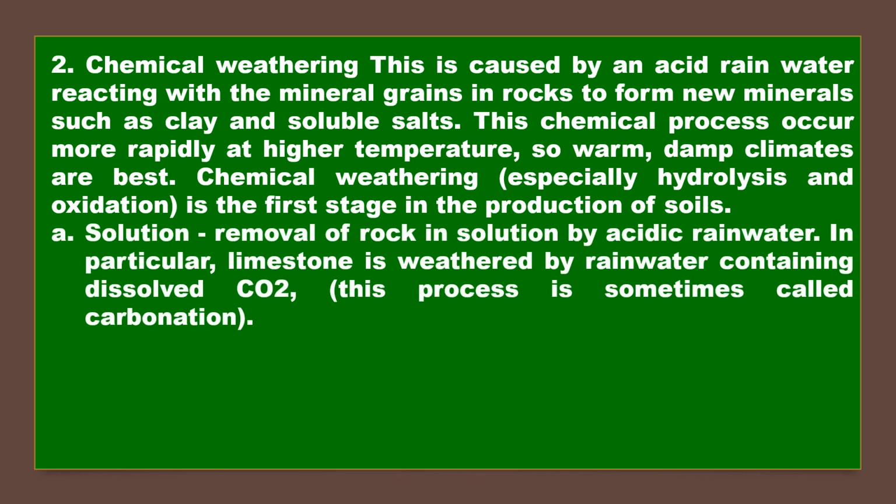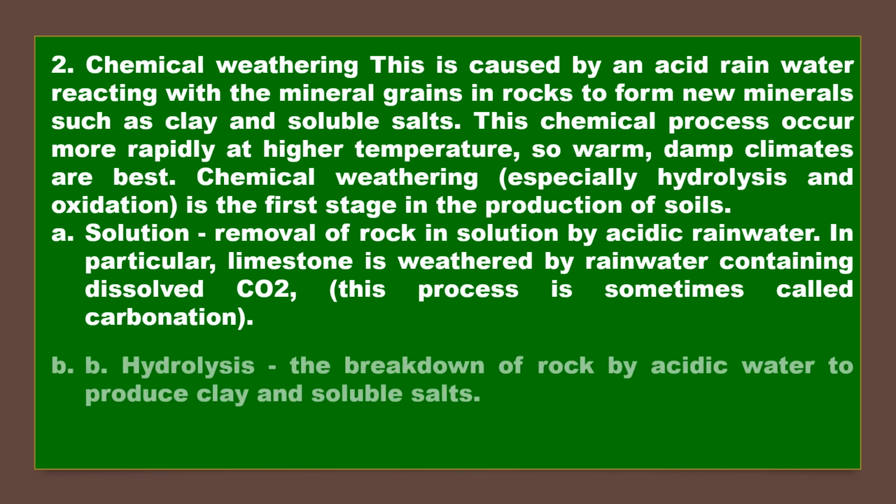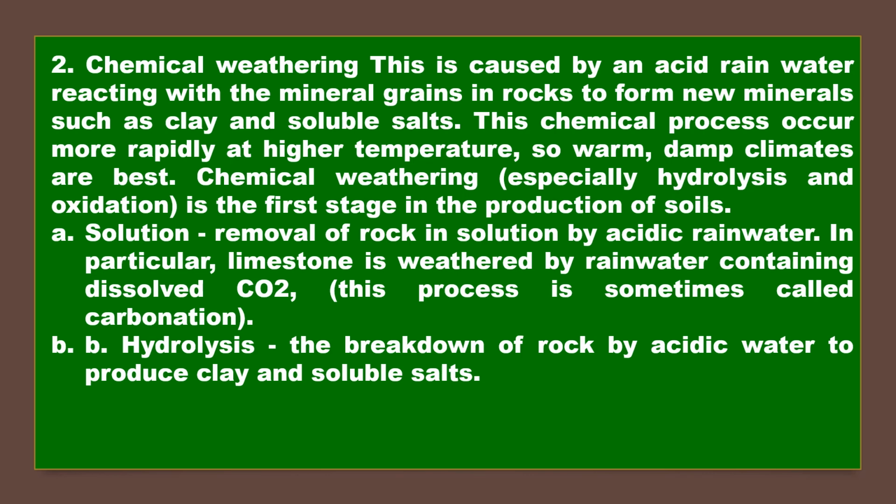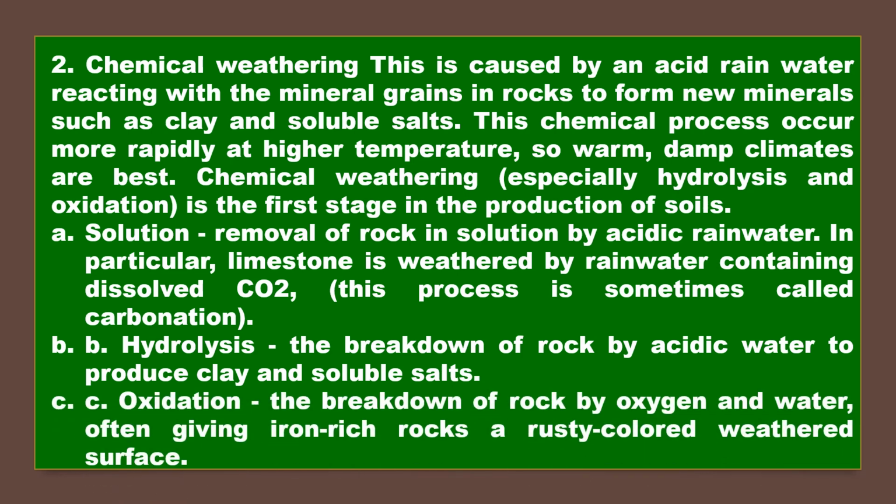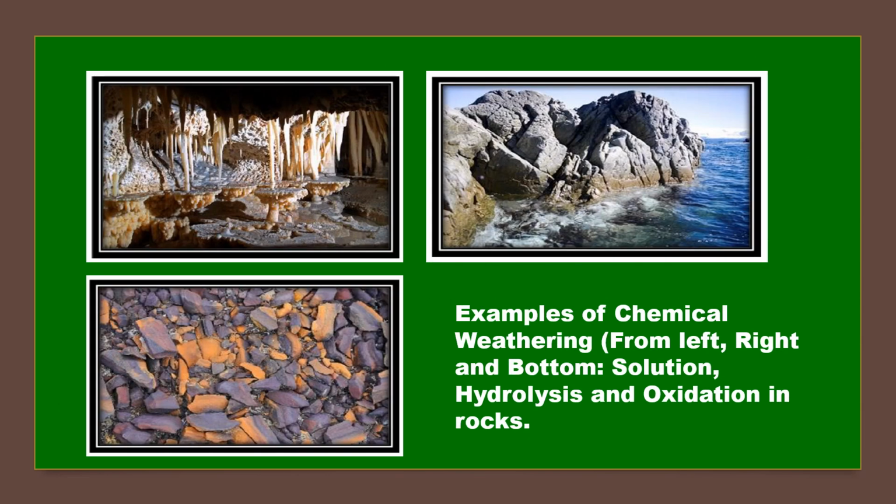A. Solution: removal of rock in solution by acidic rainwater. In particular, limestone is weathered by rainwater containing dissolved CO2. This process is sometimes called carbonation. B. Hydrolysis: the breakdown of rock by acidic water to produce clay and soluble salt. C. Oxidation: the breakdown of rock by oxygen and water, often giving iron-rich rocks a rusty-colored, weathered surface. Examples of chemical weathering: solution, hydrolysis, and oxidation in rocks.